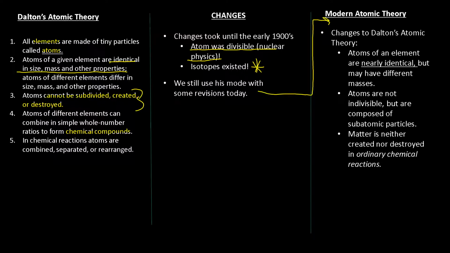and this leads us into our modern atomic theory, which includes changes to Dalton's atomic theory. Atoms of an element are nearly identical, but they may have different masses. Atoms are not indivisible, but they are composed of subatomic particles. And matter is neither created nor destroyed in ordinary chemical reactions.